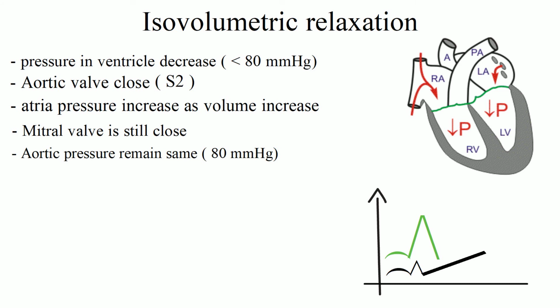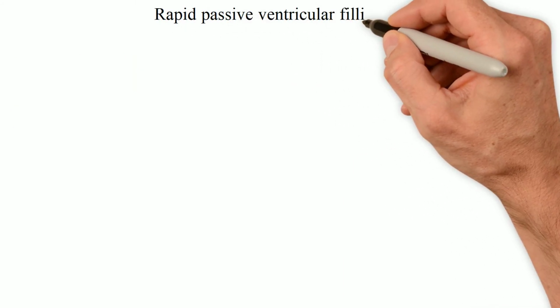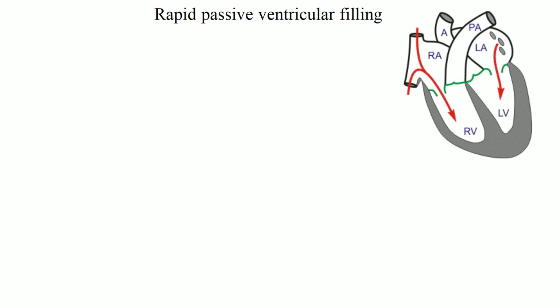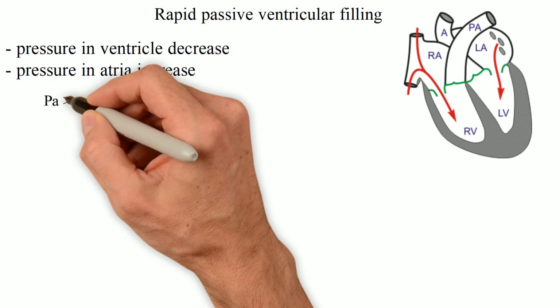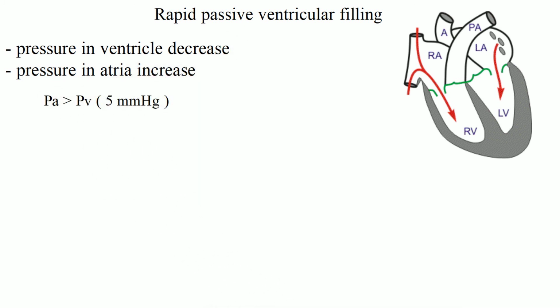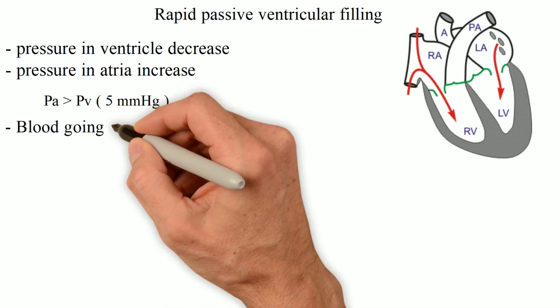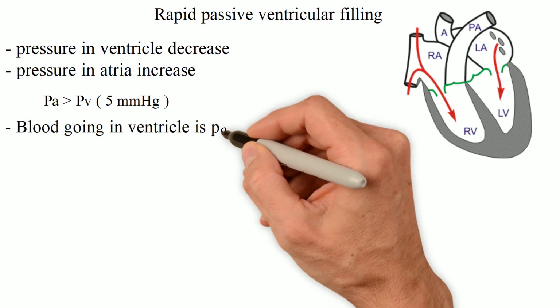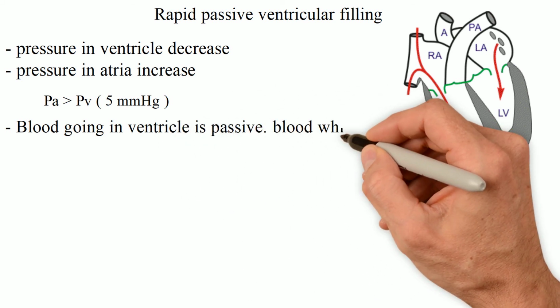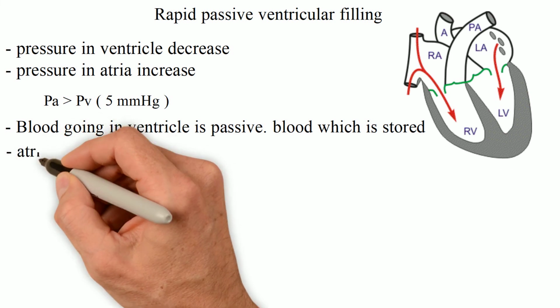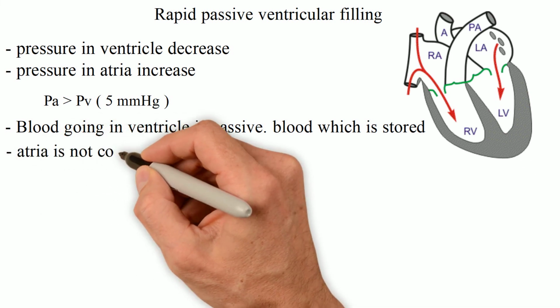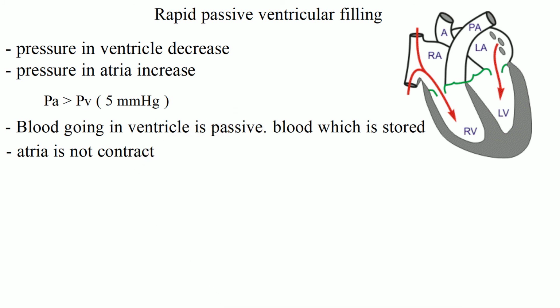Now our next phase is the rapid passive ventricular filling phase. In this phase, the pressure in the ventricle is decreased and becomes less than the pressure in the atria, which means that there is opening of the mitral valve and the blood from the atrium is transferred to the ventricle. Now this phase is called rapid passive ventricular filling phase because in this phase the atrium is not contracting actively, it is just passing the blood which was stored during previous phases.